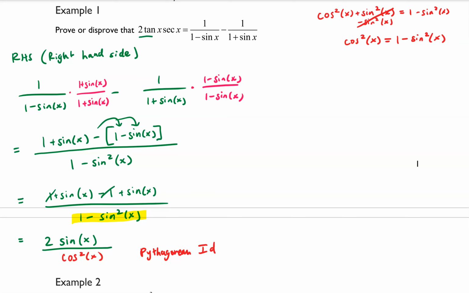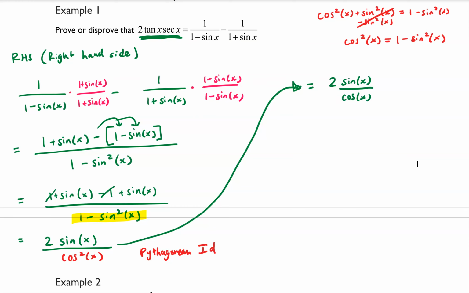Now, our goal is to get to 2 times tangent of x times secant of x. And it almost looks like we're there. So I'm going to rewrite this as 2 times sine of x over cosine of x times 1 over cosine of x. Basically all I did there was split up the denominator, and notice that if I multiply these back together, it will give me 2 sine of x over cosine squared x.